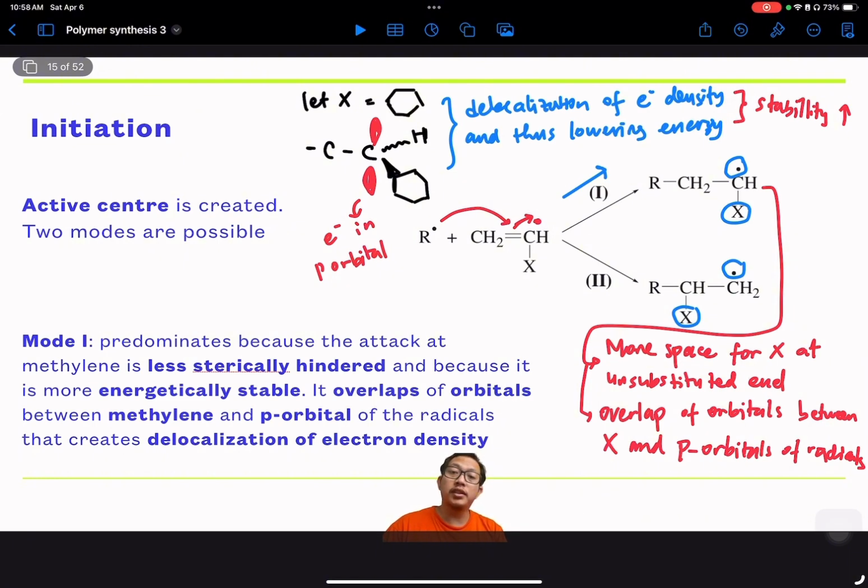Why? We say that it will be stable because we can have the localization of the electron density. It will overlap the orbitals between the methylene and the p orbital of the radicals. Here we have it overlaps between methylene and p orbital, and it will create the localization of electron density. Okay, I think we can move on.